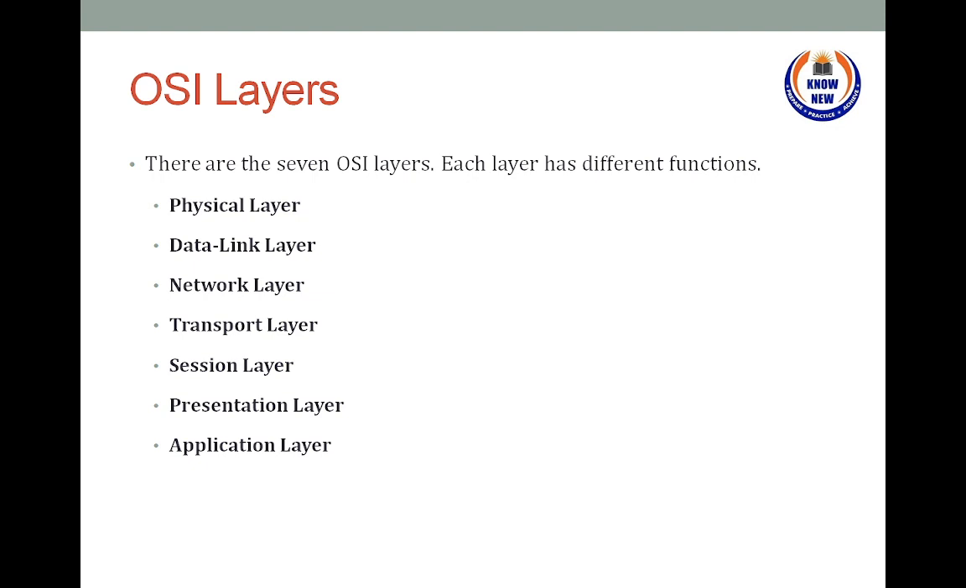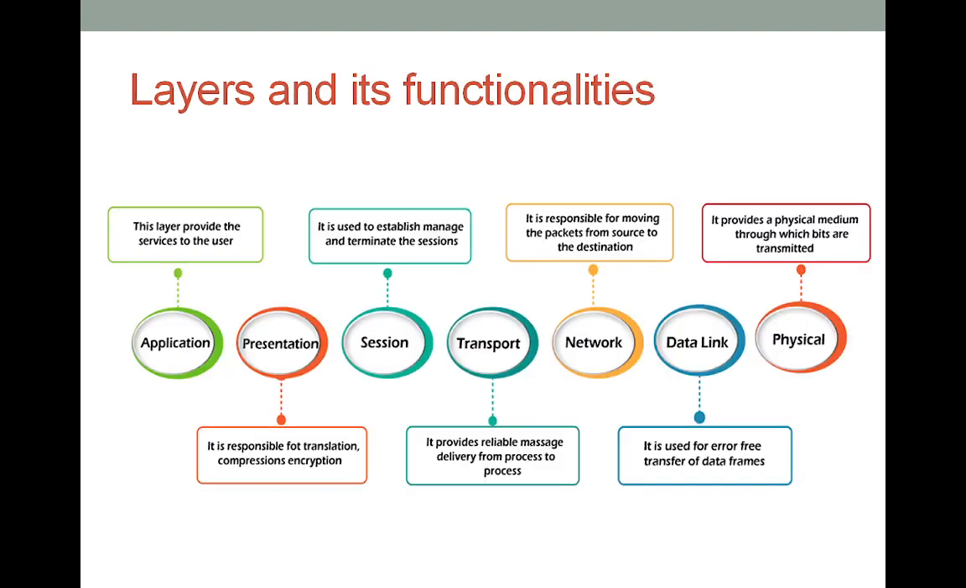Most students make this mistake. If anyone is asked about the layers, based on the diagram they give the explanation: application layer, presentation layer, session layer. Likewise they give the terms, but actually it should start from the physical layer itself. So physical layer, data link layer, network layer, transport layer, session layer, presentation layer, and application layer. Each and every layer has individual functionalities in terms of transmission or data processing. Let us have a discussion of individual layers in the upcoming slides.